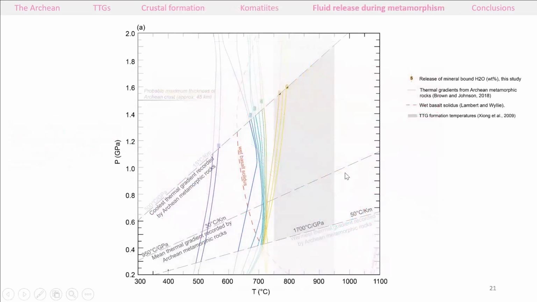So basically what I think this is saying is that if we have our interlayered basalts and komatiites in our greenstone belt and we're prograde metamorphosing them, the komatiites can produce a lot of free water, which can then infiltrate the basalts and create quite voluminous wet basalt melting.